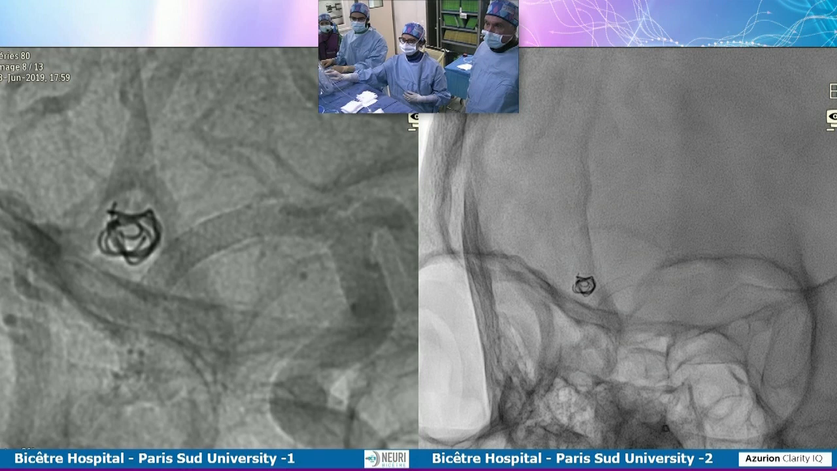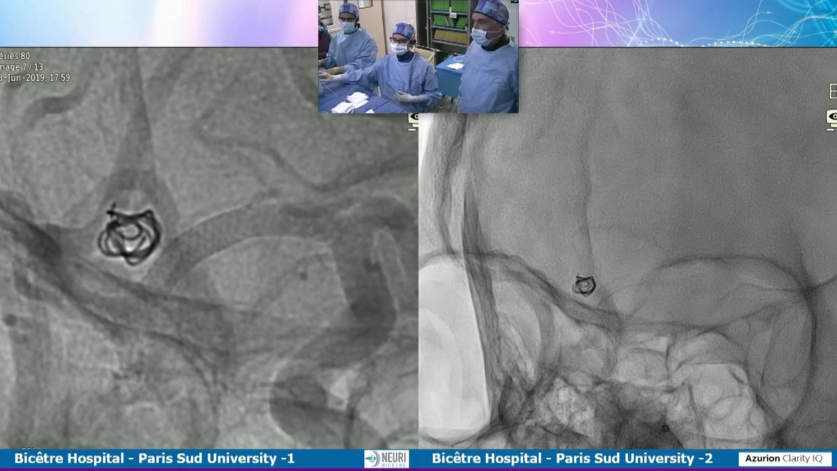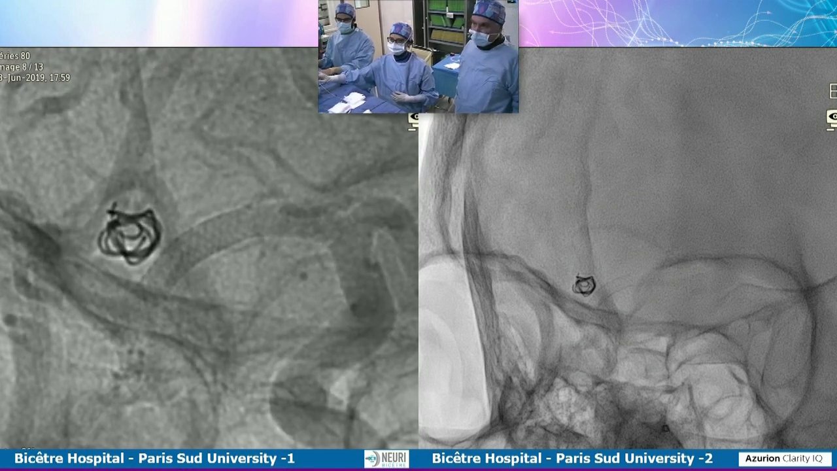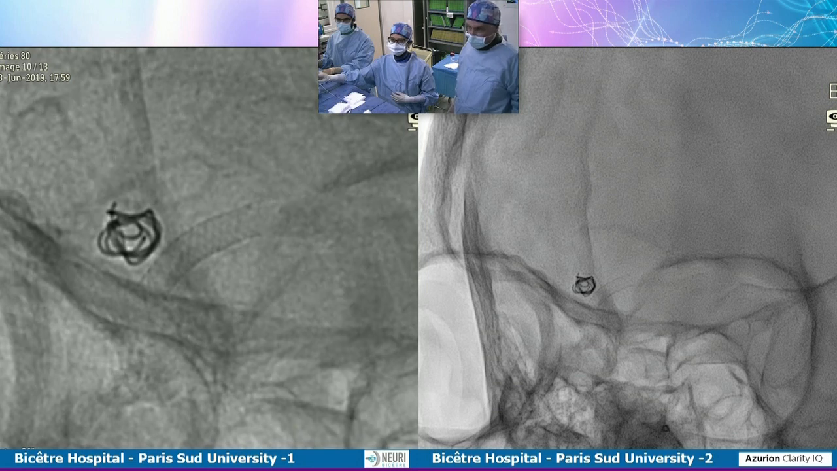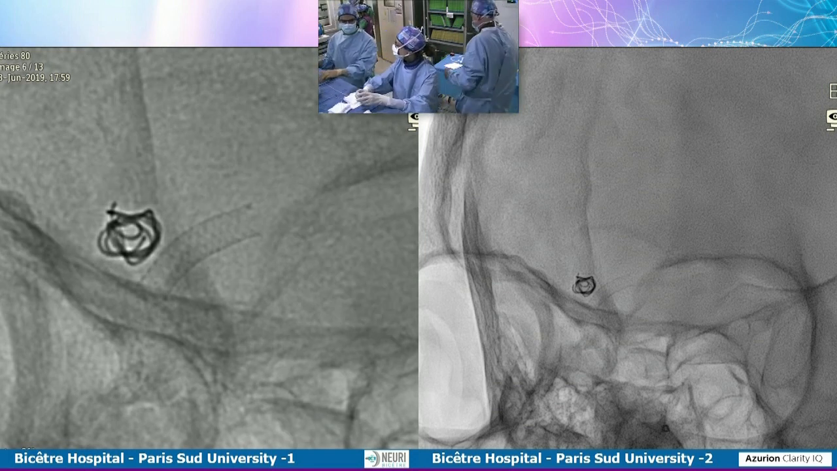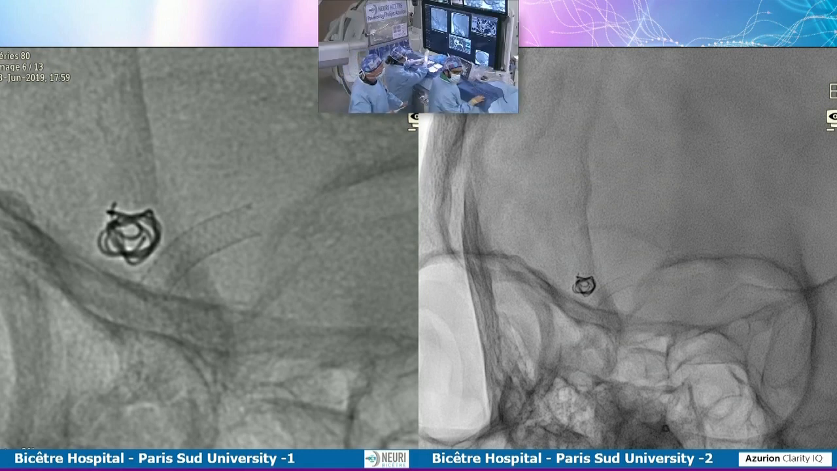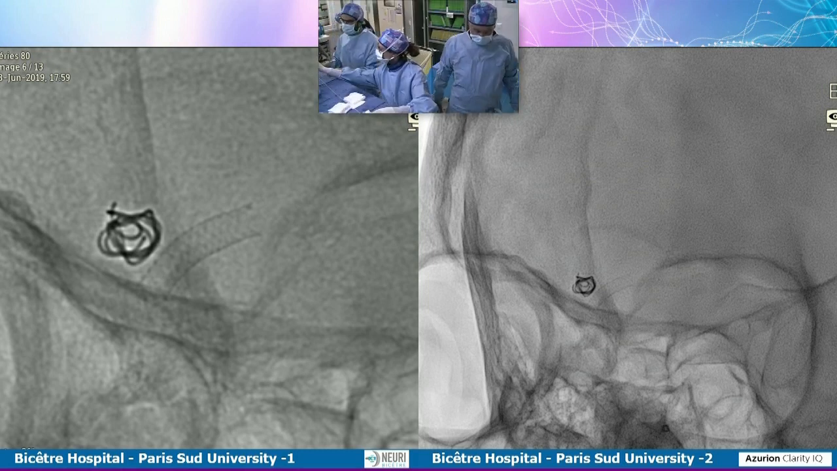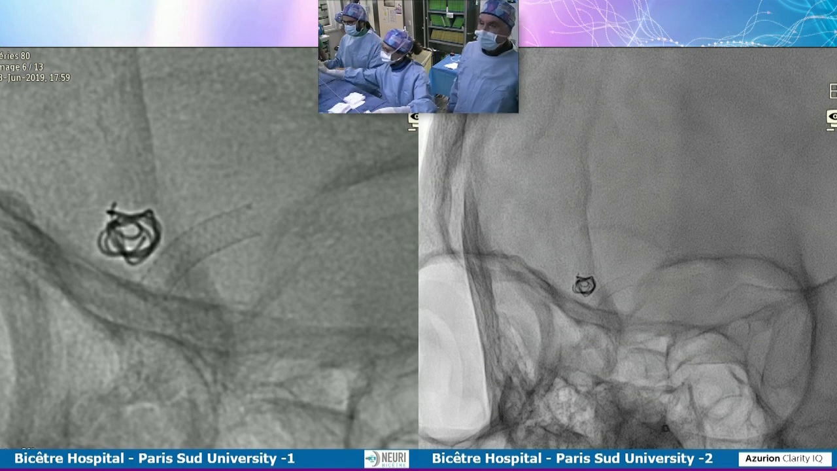We are just at the origin of the lenticulostriate and just at the origin of the bifurcation. It could not be placed better. Congratulations. Okay. As long as nobody is thanking me, I am thanking myself. Thank you, Jacques, Martin, and Thibault, that's a good job. So it's a way to treat bifurcation aneurysms. So we do the VasoCT now.